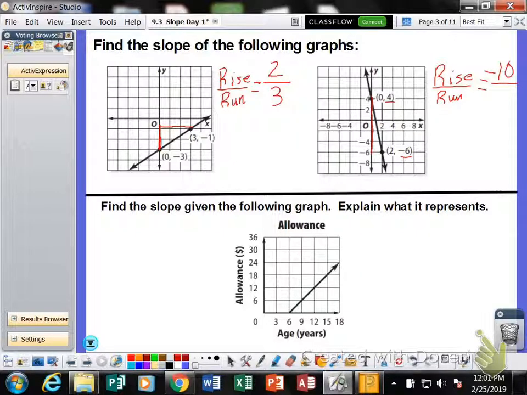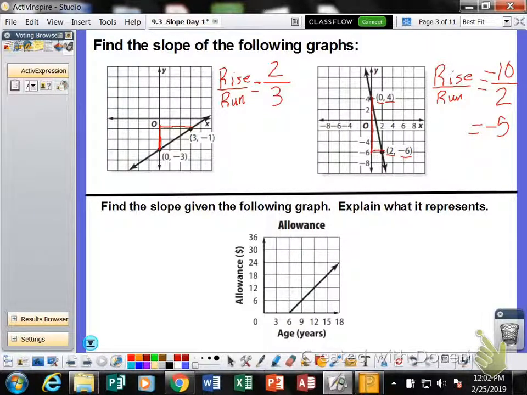Now my run, I want to go from my x value of 0 to my x value of 2. I just go to the right 2 units. Again, be careful, it's going by increments of 2. So I didn't go to the right 1 unit, I went 2. So my run here is going to be 2, so -10 over 2, which we can simplify to -5. Okay, so our slope is -5.